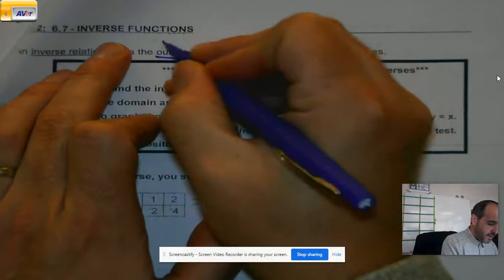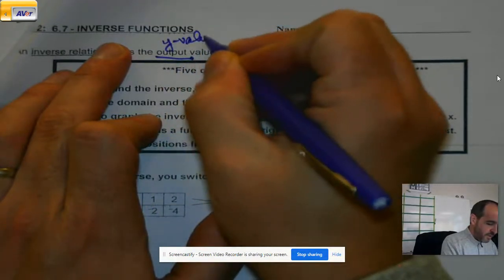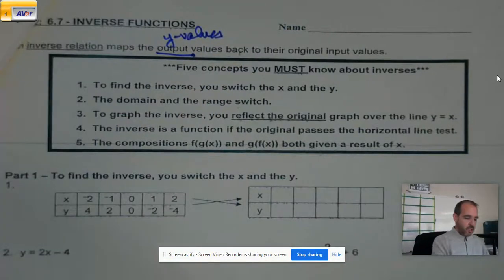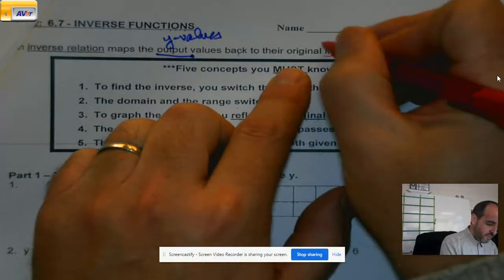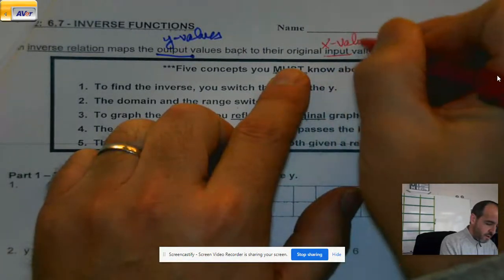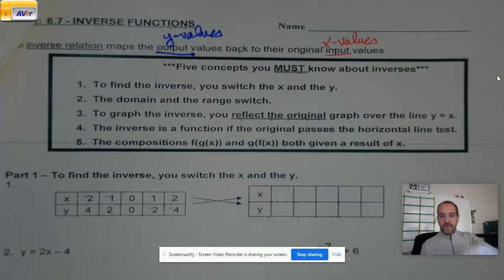Output is your y values. Compares those to the original input or x values. We put in the x, we get out the y. Or we substitute in the x, we get out the y, because we've done that before.